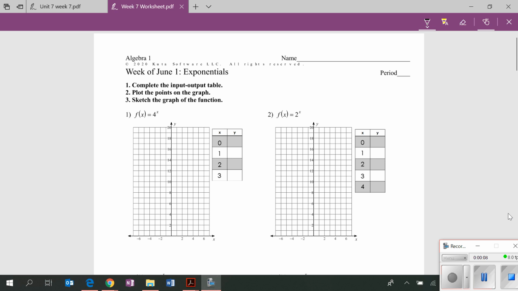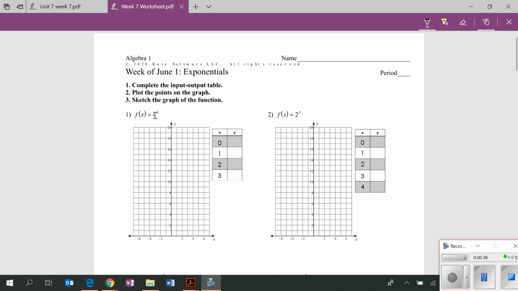We're talking about exponentials. Last week we did a little bit of work with exponents, and we had your distance formula, your Pythagorean theorem, those types of things. Now we're going to see what happens when we change the power of your exponent. Here we just have some input-output tables. You can use a calculator for this, and we're going to plot points on the graph and then sketch that line that connects all of your points.